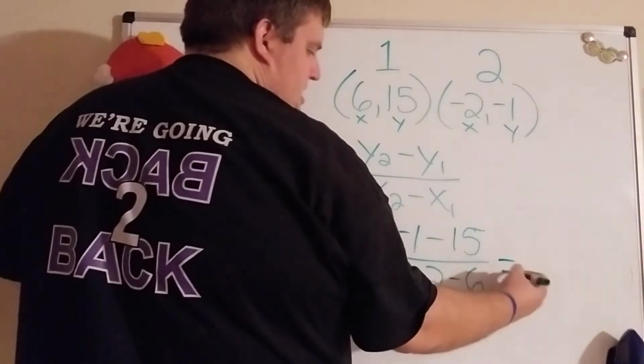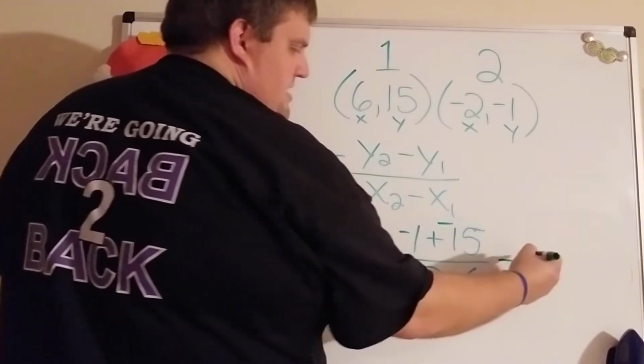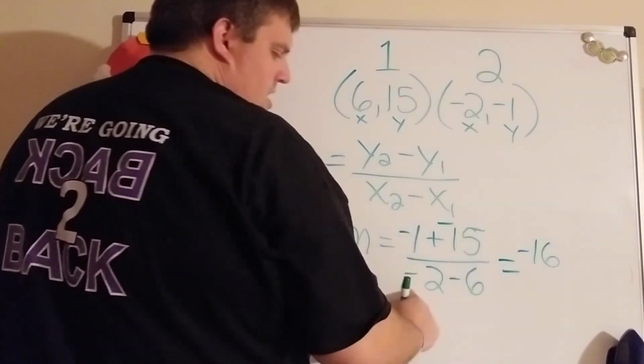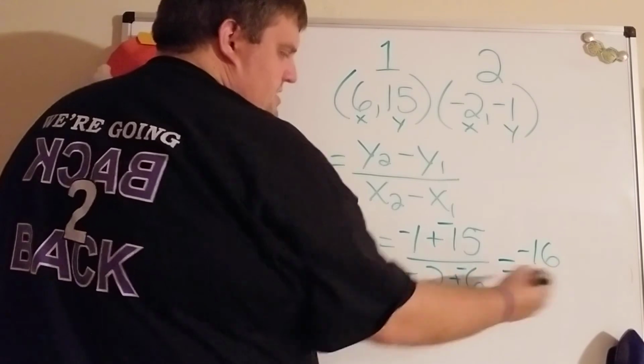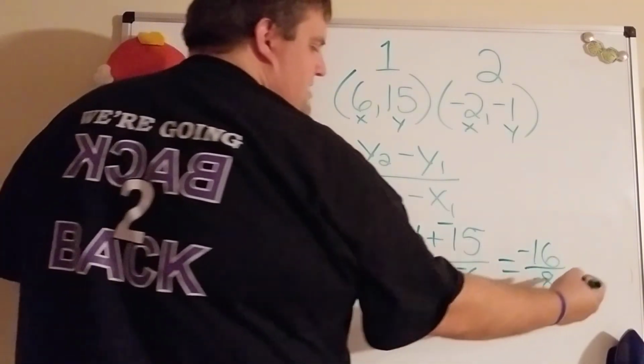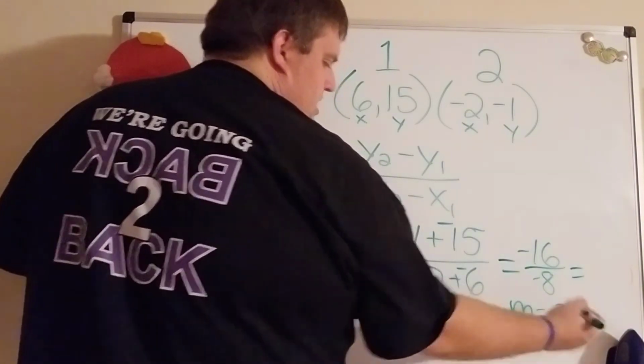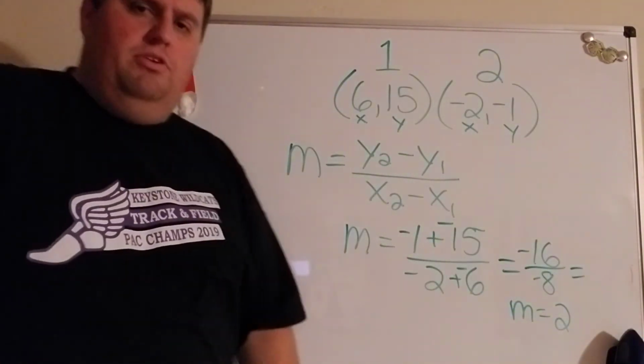So, -1, I can add the opposite. -1 plus -15 is -16. -2 plus -6 is -8. So -16 divided by -8, I can simplify that, and my slope is 2, just positive old 2.